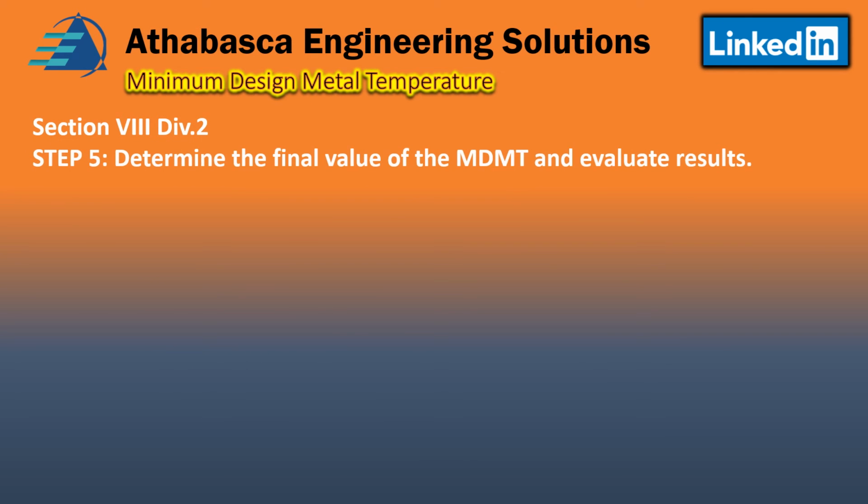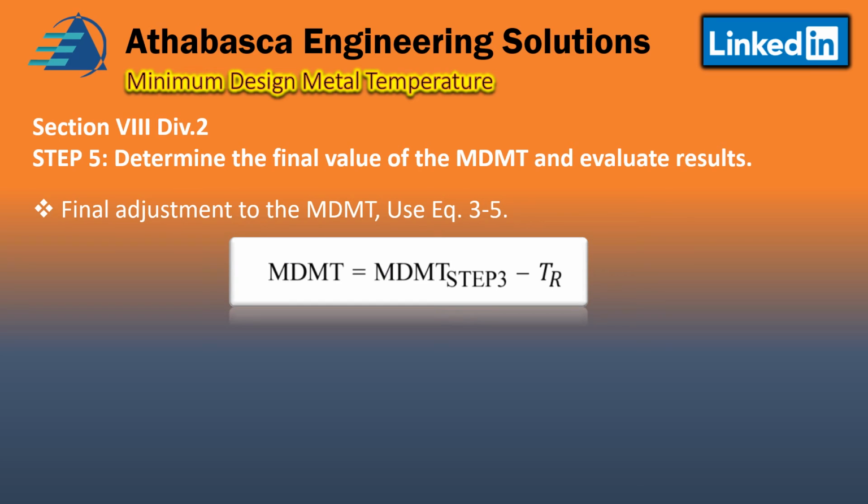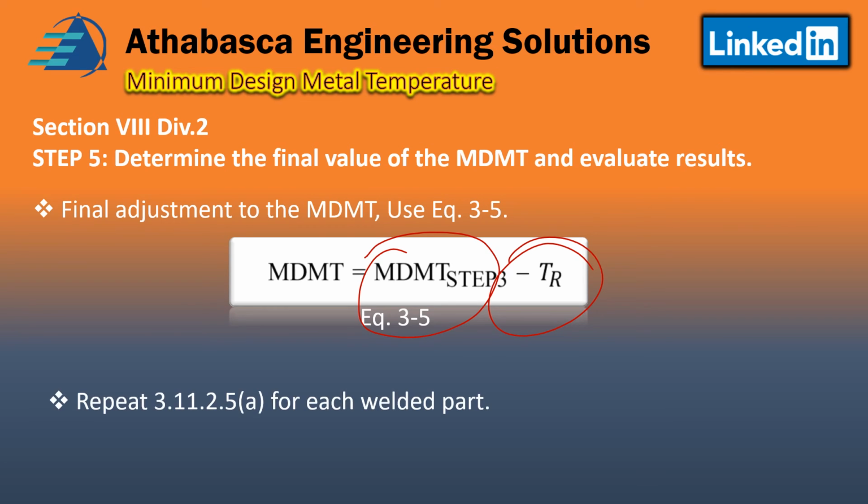So we're going to continue here. Determine the final value of MDMT. Evaluate the results. So let's continue. So we have a final adjustment to the MDMT. We have to use that equation 3.5. And then just like in Division 1, we basically take the stress found from the governing equation, and then we take our stress ratio, which we use to determine the temperature reduction, and then basically we move forward with that. And that's equation 3.5.